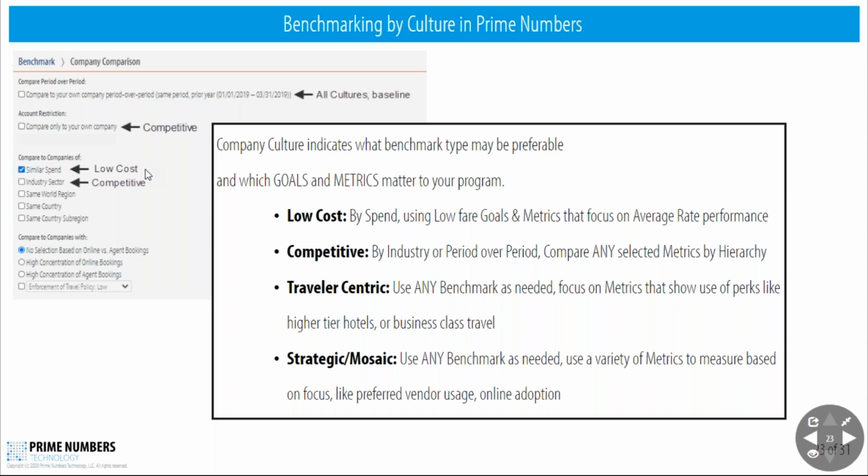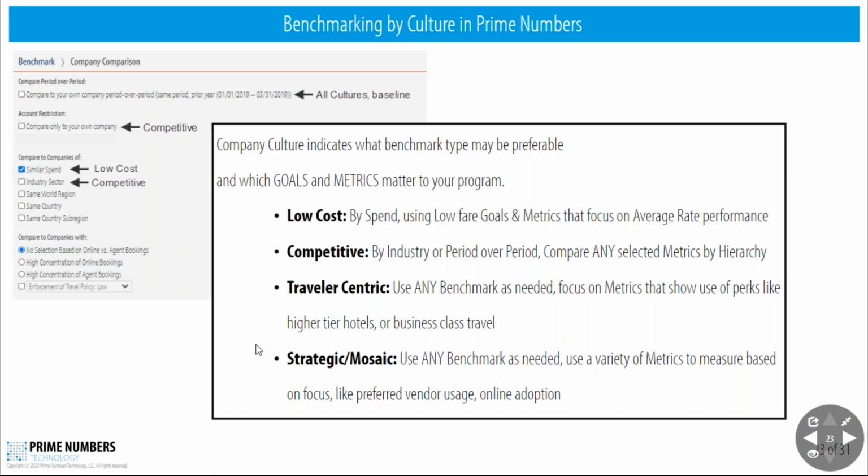Competitive, you would want to focus by industry, looking at period over period, and then compare any selected metrics by hierarchy, so looking at department level performance. Traveler centric means you could really use any benchmark as needed, but the focus would be on metrics that show use of perks like higher tier hotels or business class travel internationally. Strategic and mosaic, again, could use any of the benchmarks and benchmark types, and use a variety of metrics to measure based on a focus, like preferred vendor usage or online adoption.